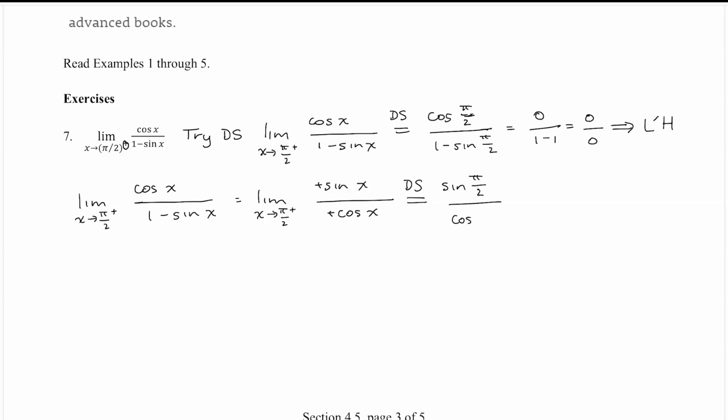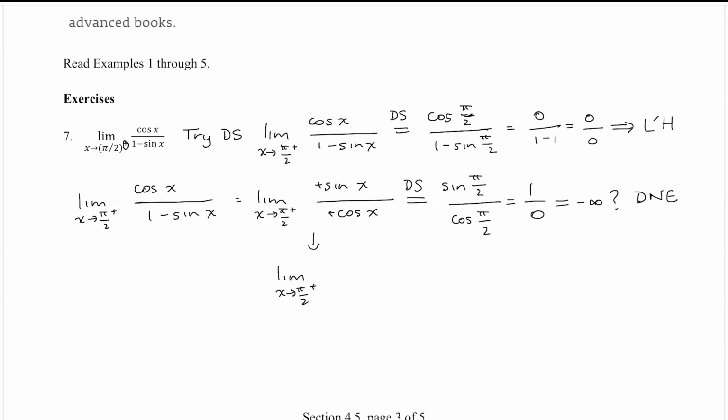And now I can try direct substitution. And that is the sine of pi over 2 over the cosine of pi over 2. And that, in fact, is 1 over 0. Well, what should I do about that? This is not an indeterminate form where I can invoke L'Hopital's rule again. This is actually, how did I know it was negative infinity? I'll put a question mark there for now, but it looks like the limit doesn't exist.